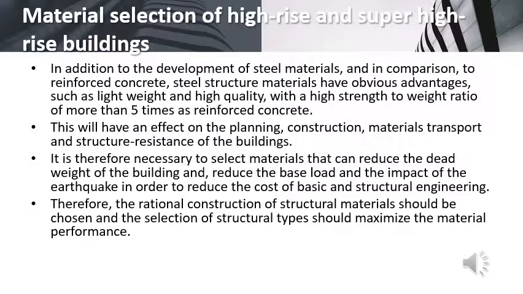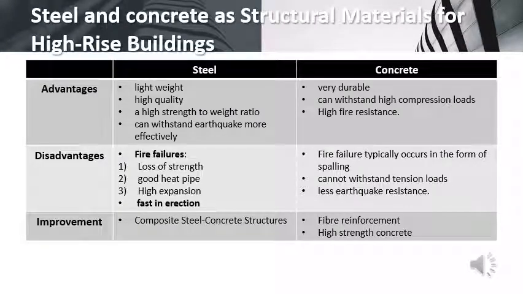As a brief comparison between steel and concrete as construction materials, the advantages of steel are light weight, high quality, a high strength to weight ratio, and it can withstand earthquakes more effectively. The disadvantages: fast in erection, fire failures, has hot spots, loss of strength, good heat conduction, high expansion. The improvement we can make instead of using steel is to use composite steel-concrete structures.